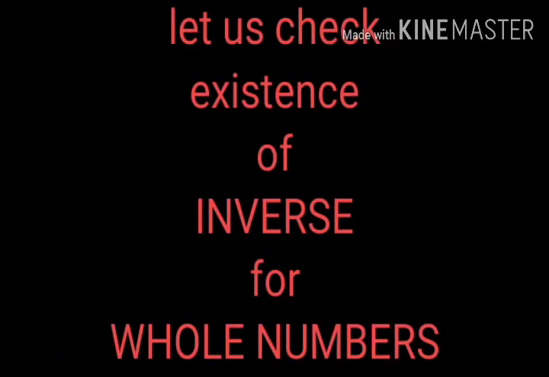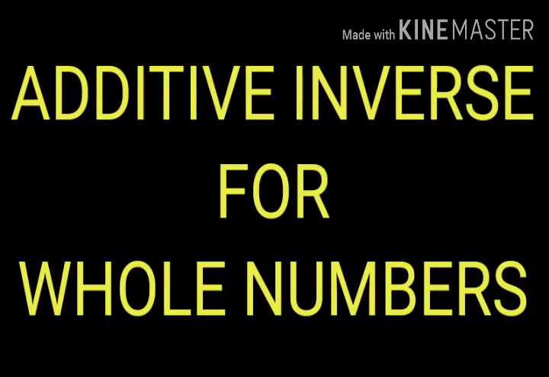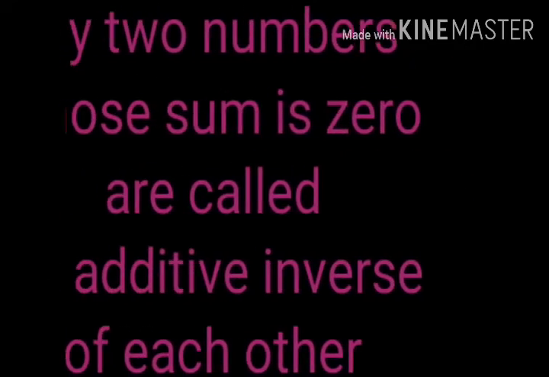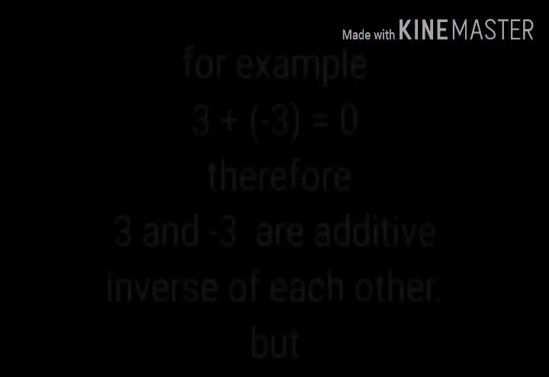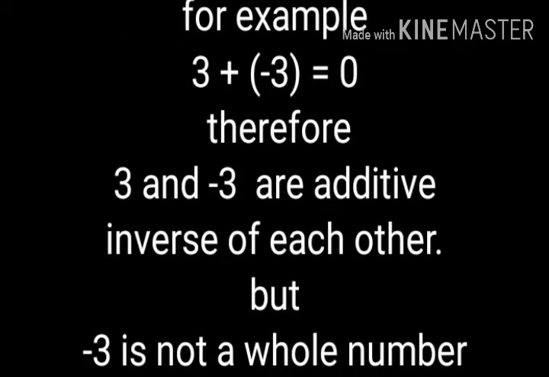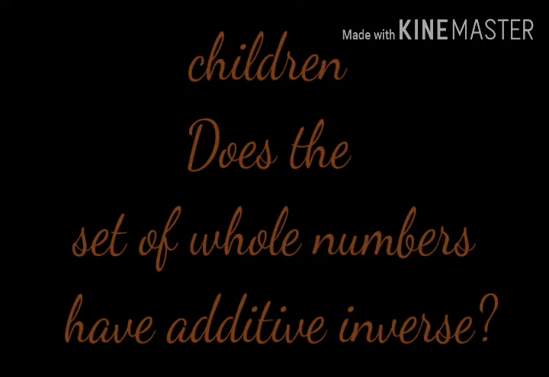Let us check the existence of inverse for whole numbers. Additive inverse for whole numbers. Any two numbers whose sum is 0 are called the additive inverse of each other. For example, 3 plus (minus 3) equals 0. Therefore, 3 and minus 3 are additive inverses of each other. But minus 3 is not a whole number, because minus 3 is not in the set of whole numbers.